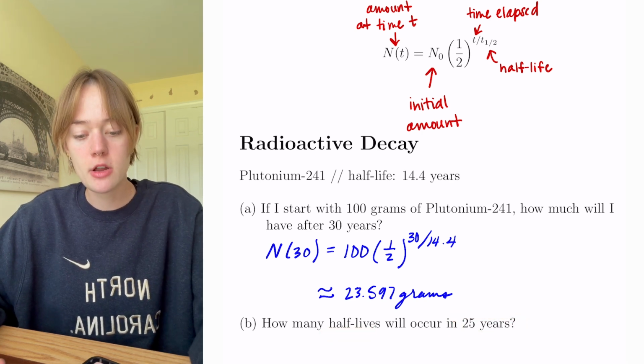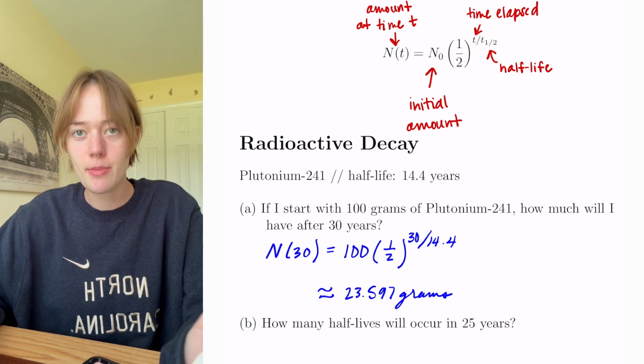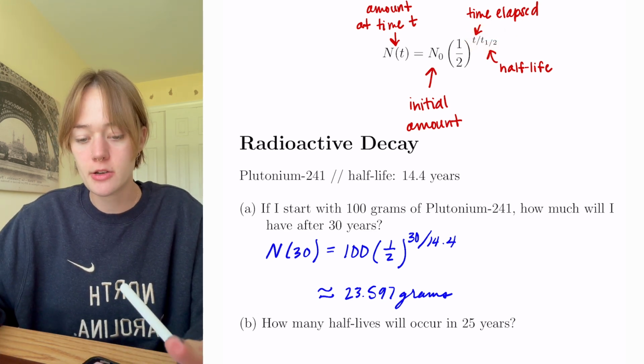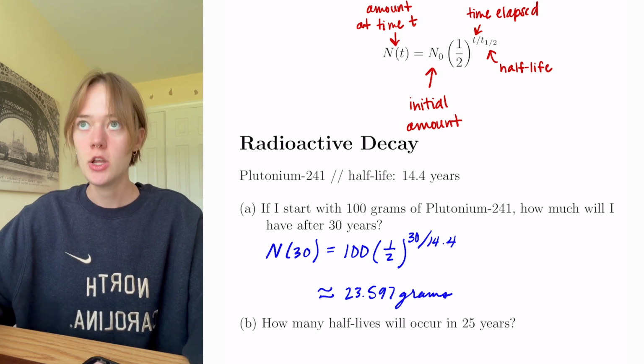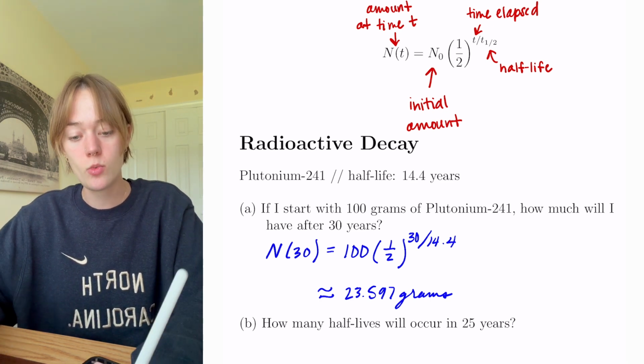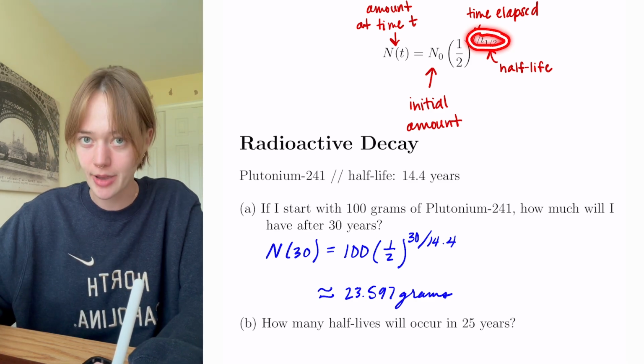All right, the next question asks us how many half-lives will occur in 25 years. So what we can do to figure this out is actually think about this exponent up here. So T, the amount of time that's elapsed, so 25 years, divided by our half-life is going to tell us how many half-lives have passed. So this gives you a little bit of context as to what's happening and why our exponent is important in this equation. It's how many half-lives have passed.